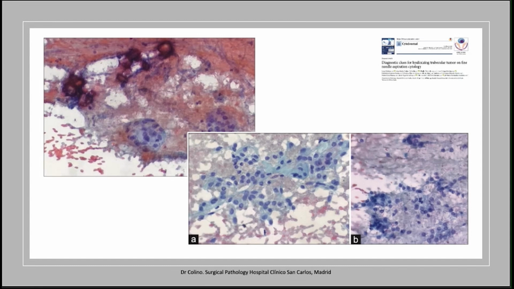Nuclei were either centrally or eccentrically located, maintaining a low nucleus to cytoplasm ratio. Notably, nuclear clearing was absent in all cases. However, pseudo-inclusions and nuclear grooves were observed in 3 cases. Nucleoli were identified in every case, with 2 cases exhibiting particularly prominent nucleoli.